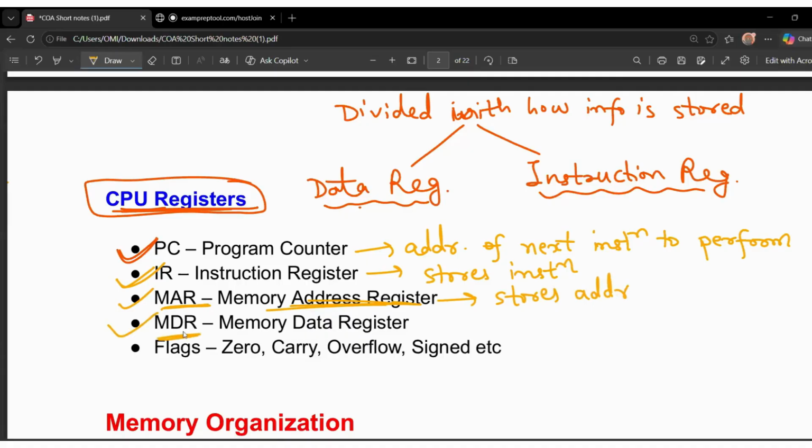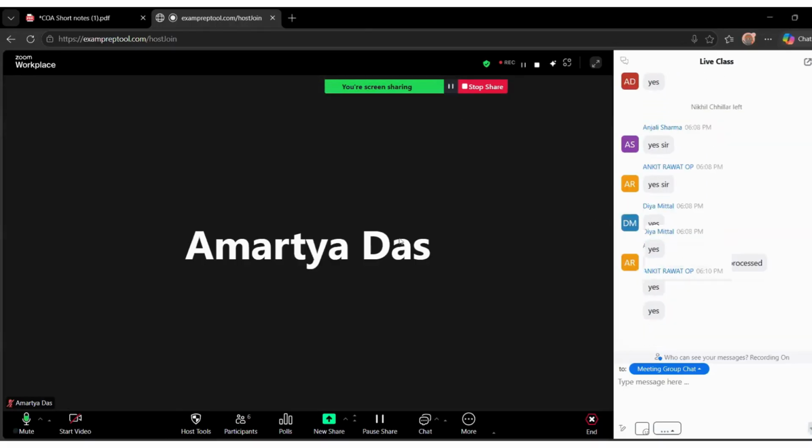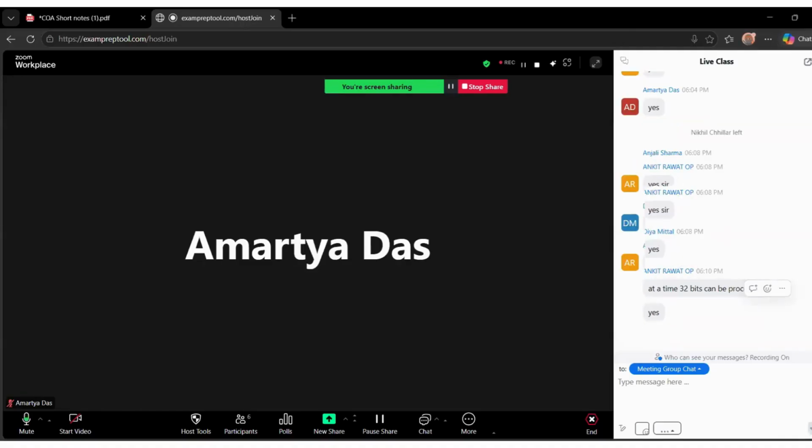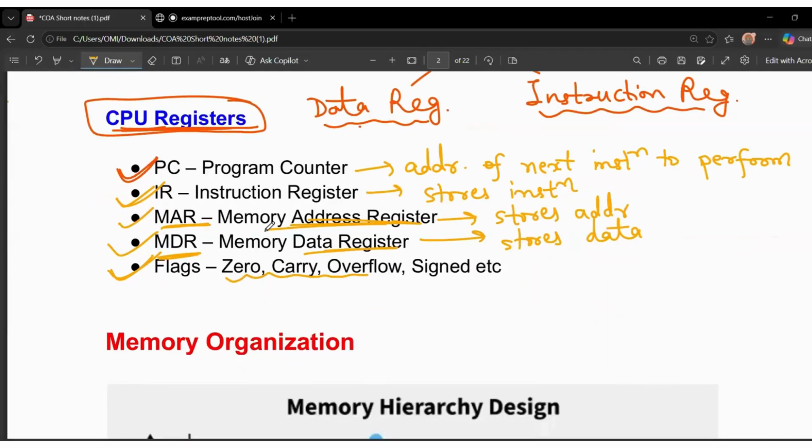Then we have seen MDR, the data register. It stores data, right? Then we have seen flags. There are different types of flags: zero flag, carry flag, overflow, and sign flag. Do you remember all this? We have seen the program status word, with different types of flags.